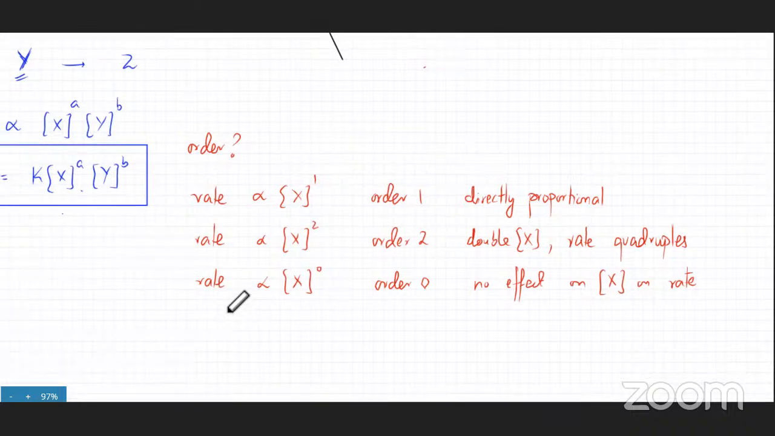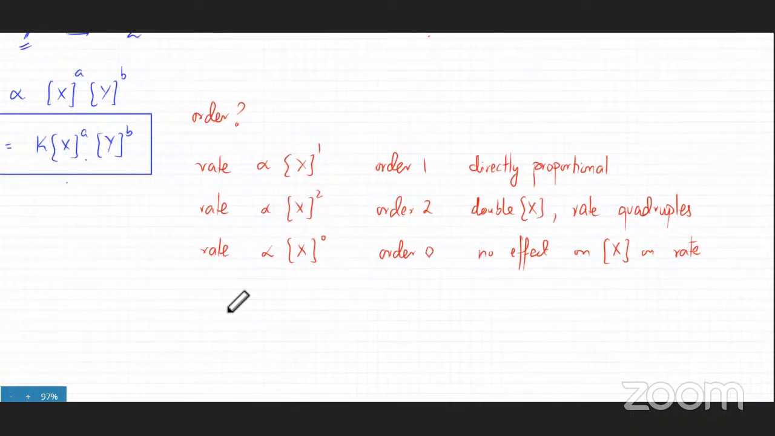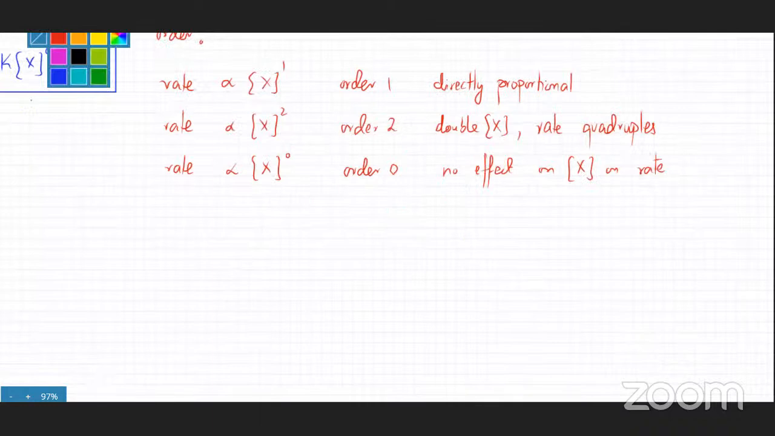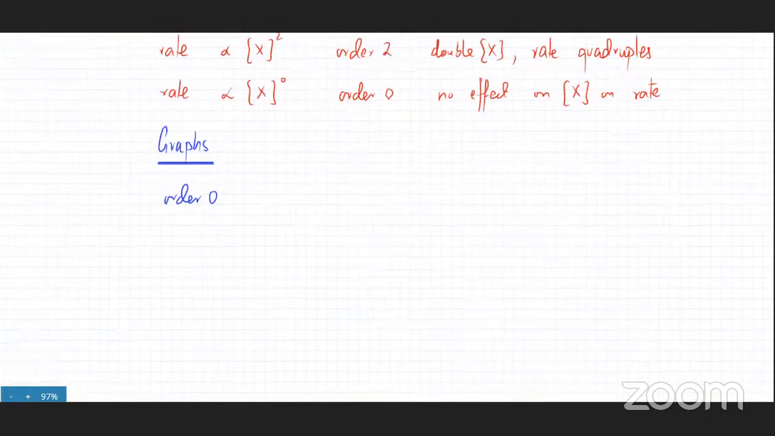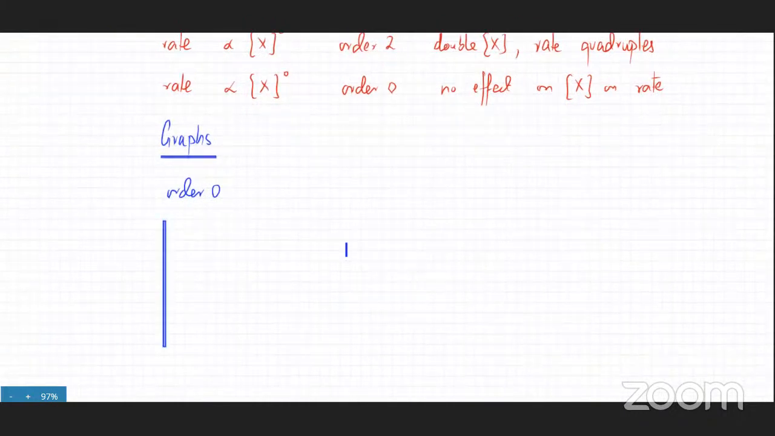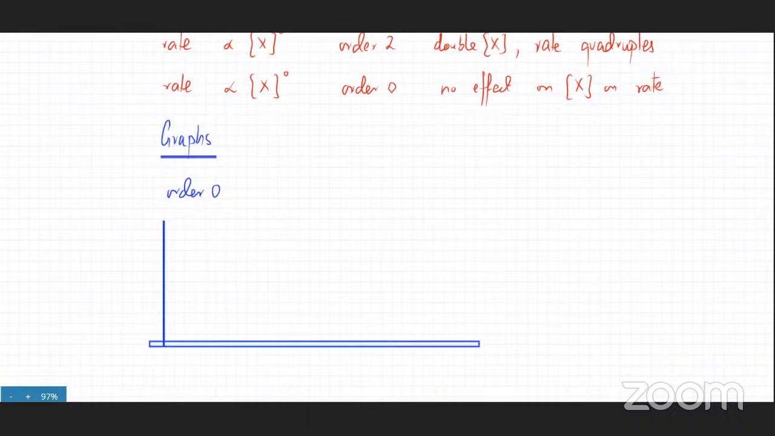So one by one, ठीक है? अभी पास पे भी करेंगे, हर type of question बीच में include करेंगे. So first thing, how would the graphs look like? That's the first way of finding the order of the reaction. So the graph for order 0 is if you plot the concentration of X with respect to time.